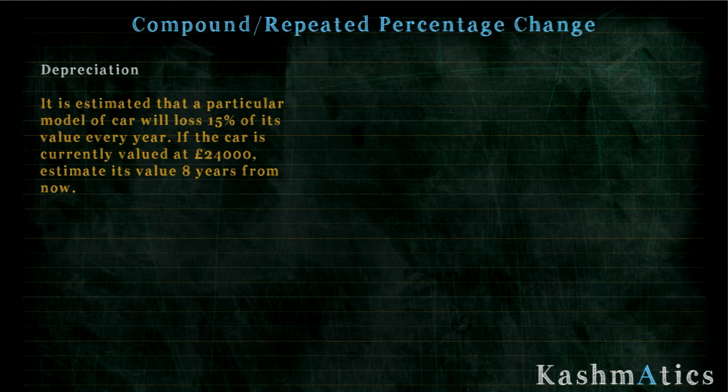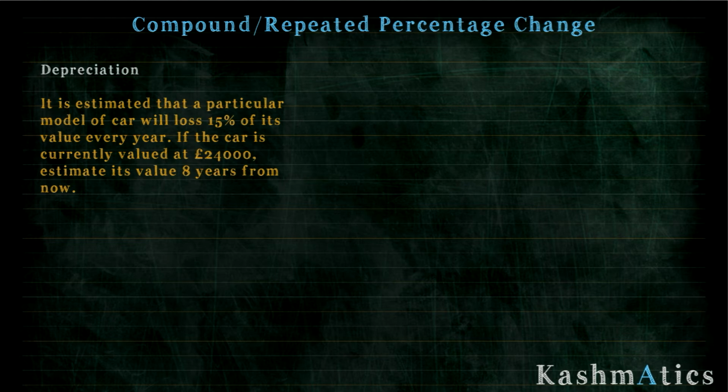Now let's use this example to understand what depreciation is. If something's depreciating, it means it's losing value. Okay, so let's look at this example. It's estimated that a particular model of car will lose 15% of its value every year. If the car is currently valued at £24,000, estimate its value 8 years from now.